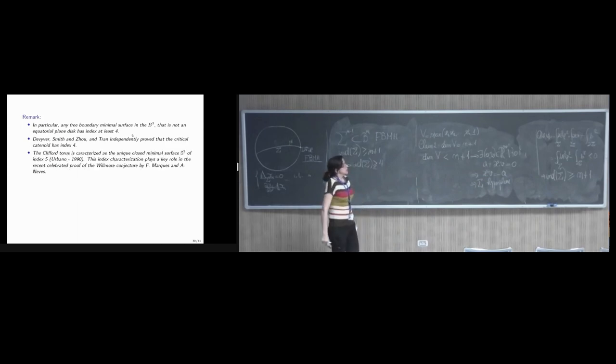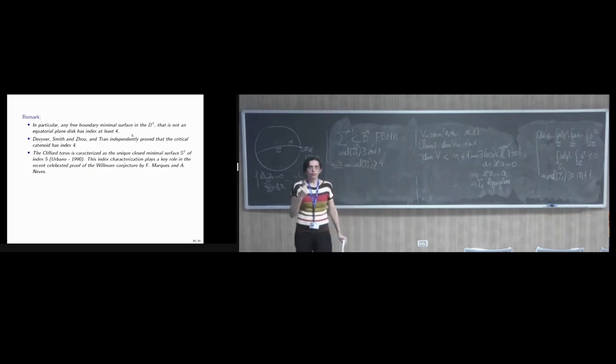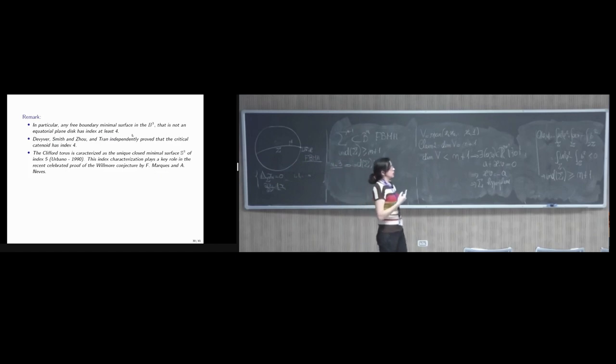Okay. So remember, when you study the classical result about minimal surfaces in the sphere, I talk with you about the result about the Clifford torus. And Urbano provided that the Clifford torus is characterized as the only closed minimal surface in the sphere that has index 5. This characterization was important when Fernando Codá Marques and André Neves provided the celebrated Willmore conjecture, right? So the study of the index is very important. These are classical results, okay? Let's move on.